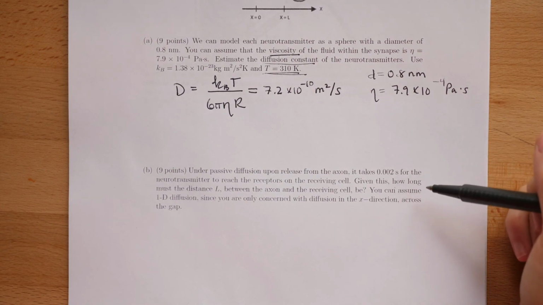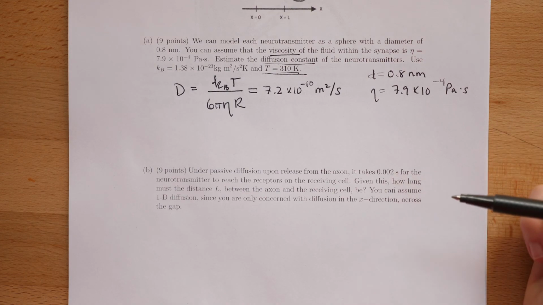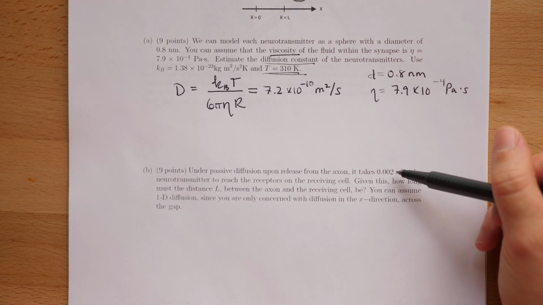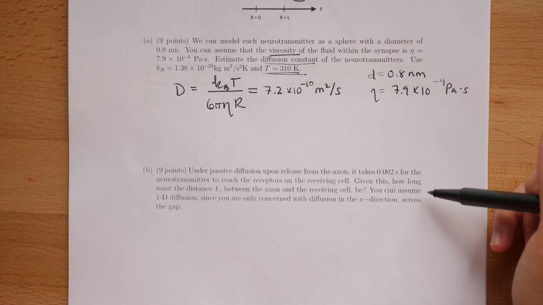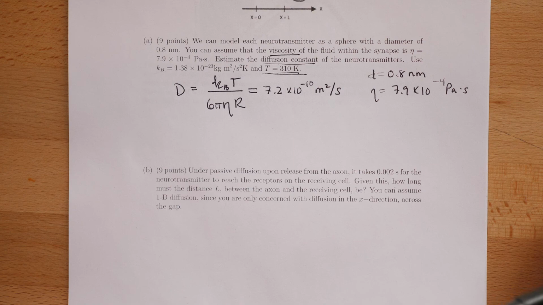Okay, so under passive diffusion, upon release from the axon, it takes 0.002 seconds for the neurotransmitter to reach the receptors in the receiving cell. Given this, how long must the distance L between the axon and the receiving cell be? You can assume 1D diffusion, since you're only concerned with diffusion in the x direction across the gap. So it's hinting at us to use diffusion in one dimension.